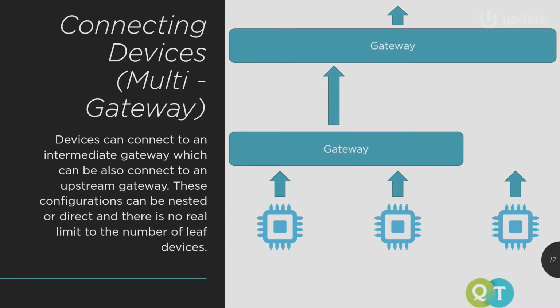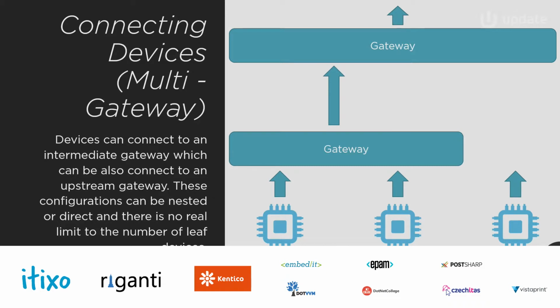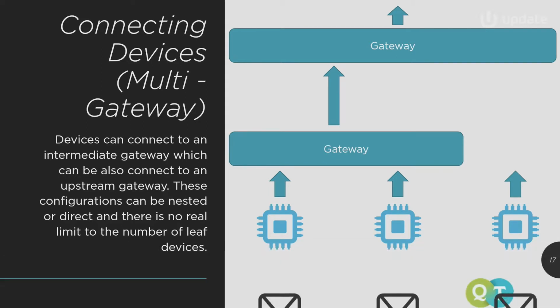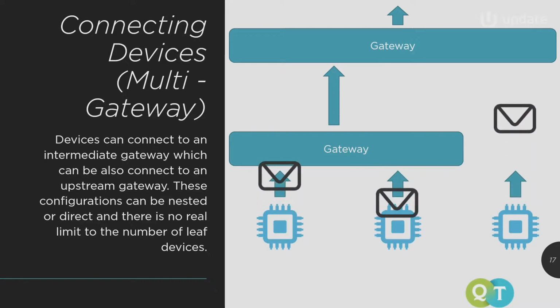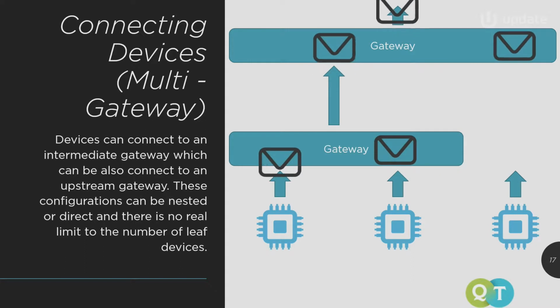You can do a multiple connection tier, so I can use multiple gateways. I can have devices that connect to a gateway. I can have gateways that connect to a gateway. I can have devices that connect to a gateway that has a gateway connecting to it. You can tier this up any number of different ways you want, and then each one just acts as a pass-through trying to get it up to the final destination.